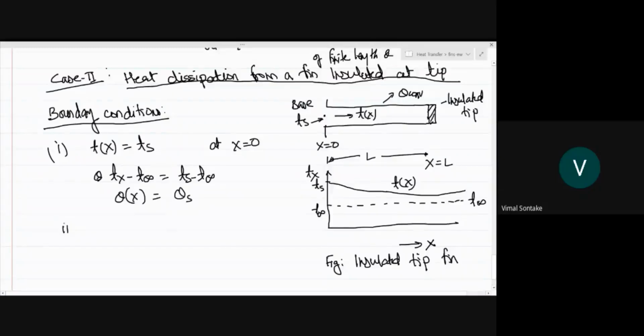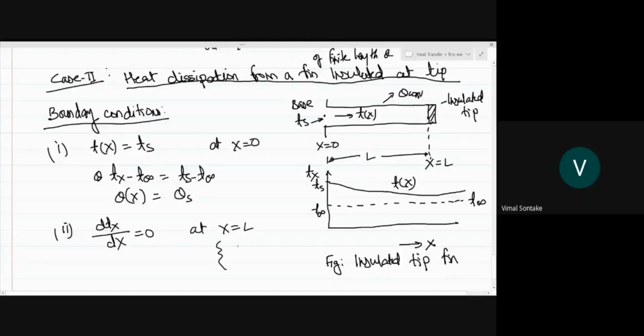Second boundary condition, as you can see here, at x equal to L, the fin is insulated. So there will be no heat transfer from the fin. And if there is no heat transfer from the fin at the tip, there will be no temperature variation. So what does it mean? Variation of temperature with respect to x will be 0 at x equal to L.